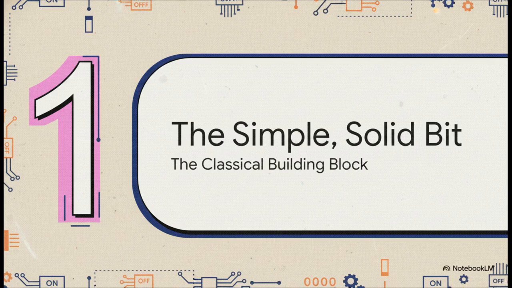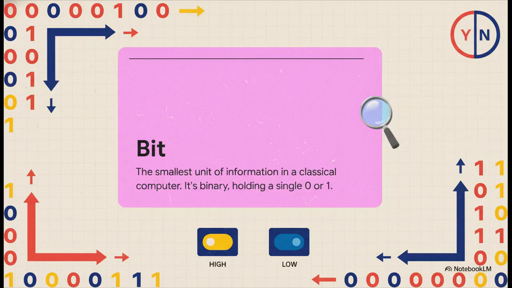All right, first things first. Let's start with what we all know and use every single day, the classical bit. It's the foundation of, well, all the tech we have. At its heart, a bit is incredibly simple. It's the smallest possible piece of information in a regular computer, and it's always binary. That just means it only has two choices. Think of it like a yes or a no, on or off. There are no maybes, no in-betweens.